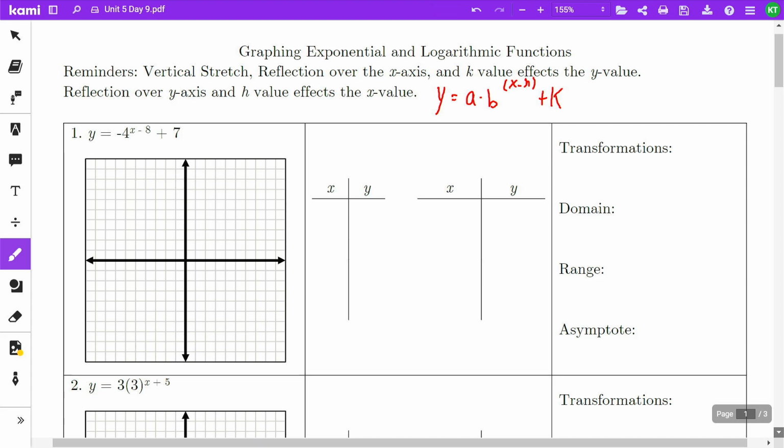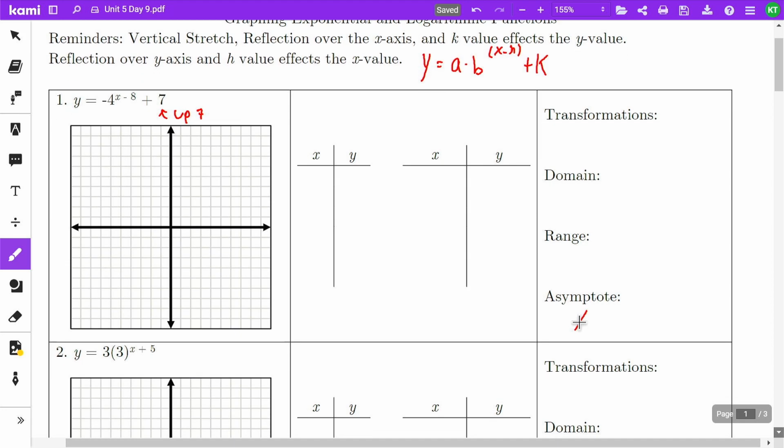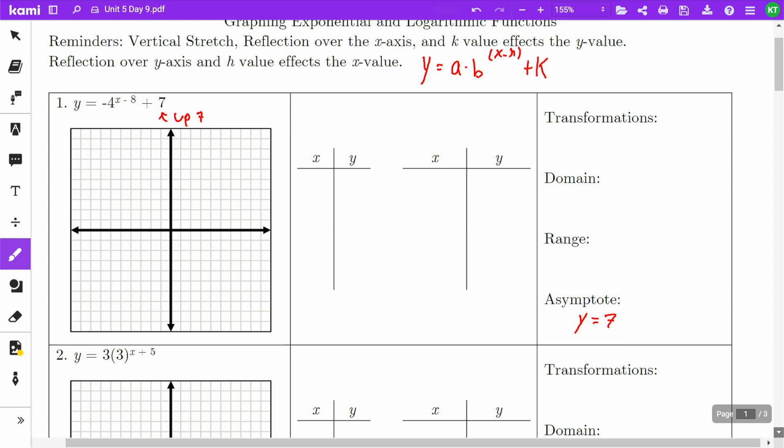First thing that we're going to want to point out is our asymptote. And our asymptote is going to be the same as what our vertical transformation is going to be. So my vertical shift here is plus 7, so it's going to be going up 7. And so that means I will be having an asymptote at y is equal to 7. I'm going to go ahead and just put that on my graph now just to get that out of the way. So 10, 9, 8, 7, it would be right here.